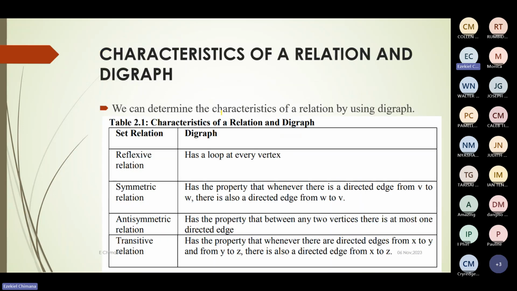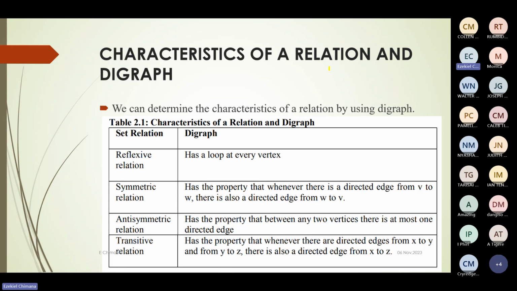Okay, but anyway, let's look at the characteristics of a relation and a digraph. Sometimes you'll be asked to say if a given relation is a reflexive relation by just looking at its digraph. So you'll be given a digraph of a relation and asked: is it a symmetric relation? Is it a reflexive relation? Is it an antisymmetric relation or a transitive relation? For you to be able to do that, you need to know these properties or characteristics.